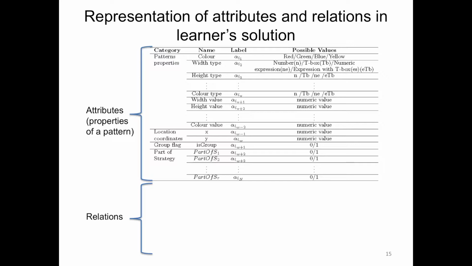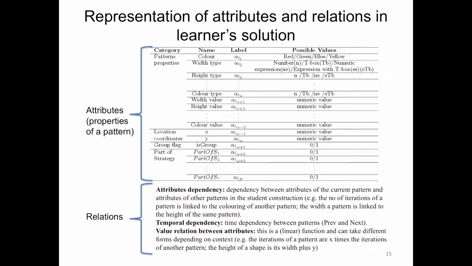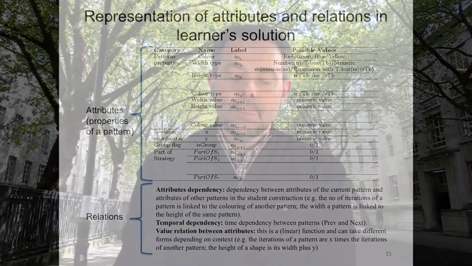There are different kinds of labels about the color, the width, the height of the pattern, but there are also relations, and this is where the whole thing becomes more interesting, because there are temporal dependencies, value dependencies between attributes and between patterns. So a complex form of knowledge representation is generated, which is used to drive decisions of the intelligent modules.